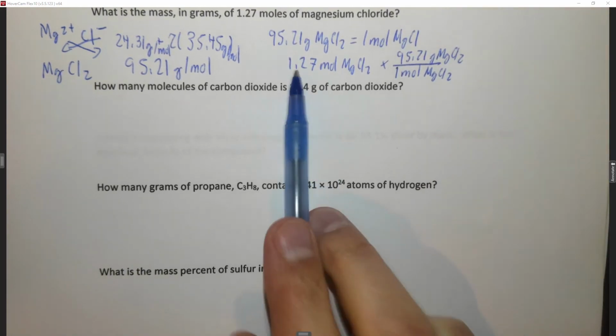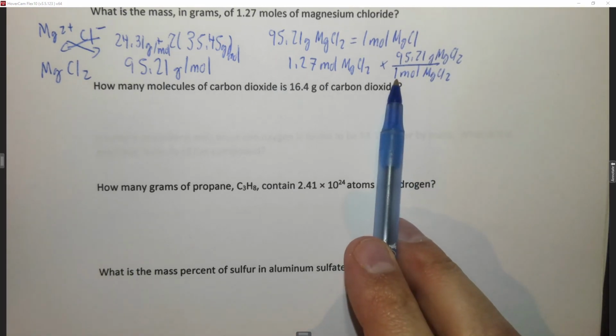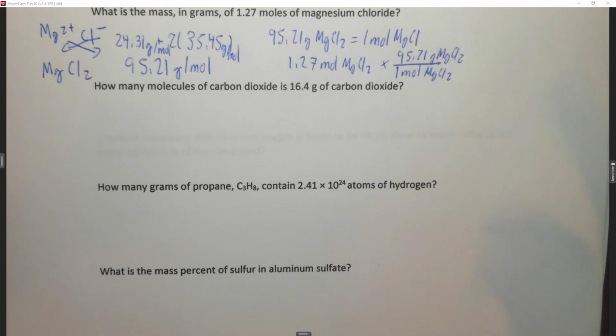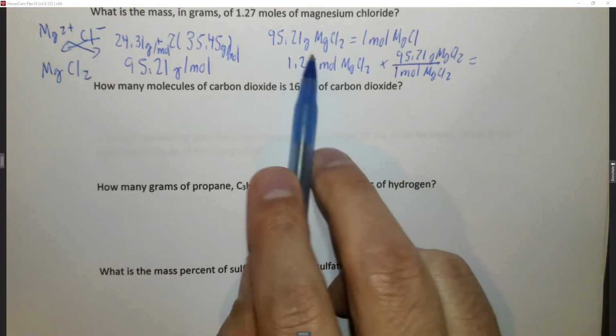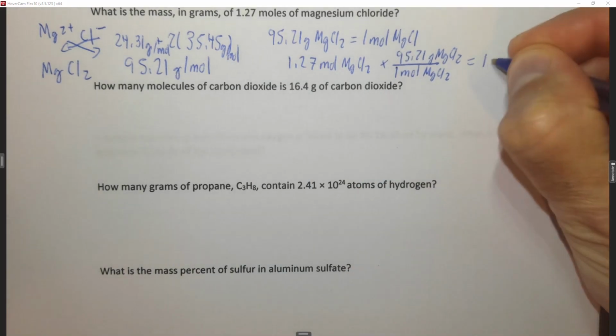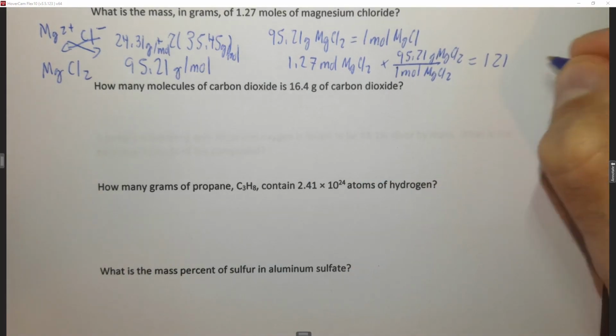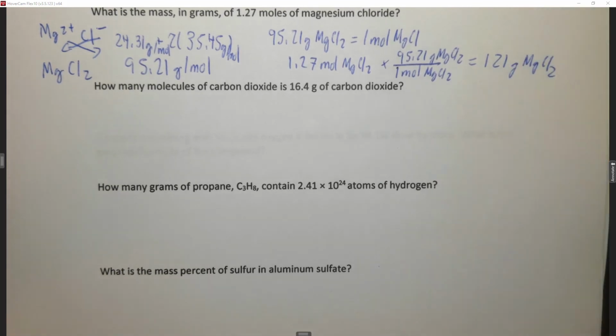So essentially 1.27 times 95.21 and then divide by 1, which obviously you don't need to do because it's going to be the same number. And when you do that math and you round to 3 significant figures, because this has 3 and this has 4, therefore 3 significant figures, it's 121 grams of MgCl2, like so.